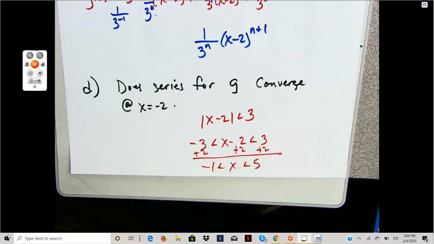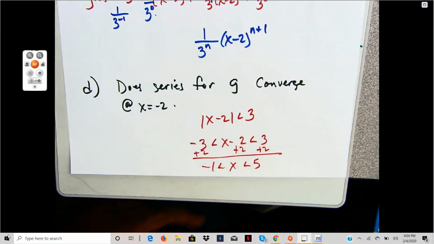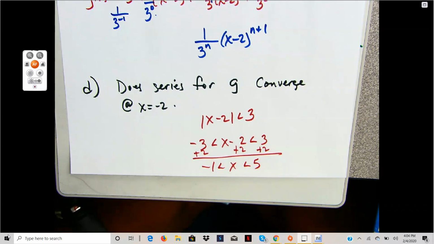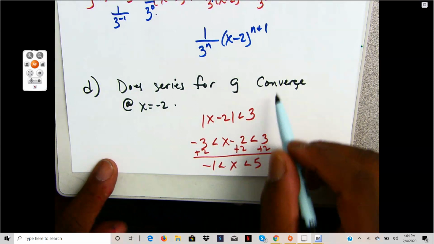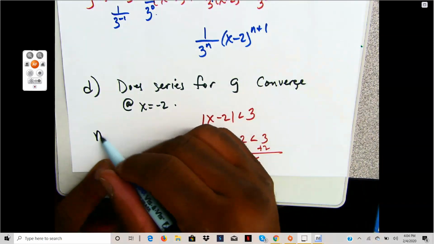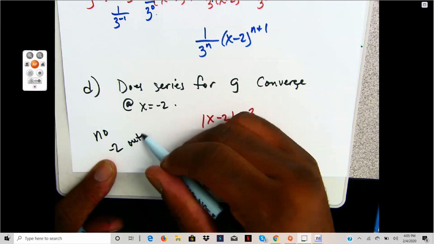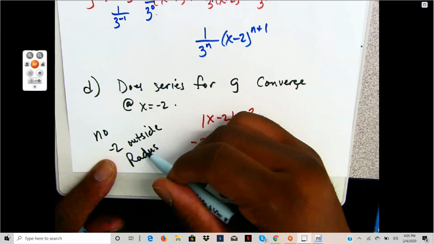But what I notice here is that this negative 2 falls outside of that. So this series does not converge. That's a geometric series that does not converge at negative 2 because negative 2 is outside of the radius of convergence. So the answer would be no, negative 2 is outside the radius of convergence.